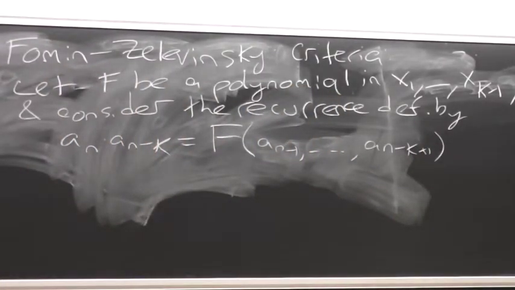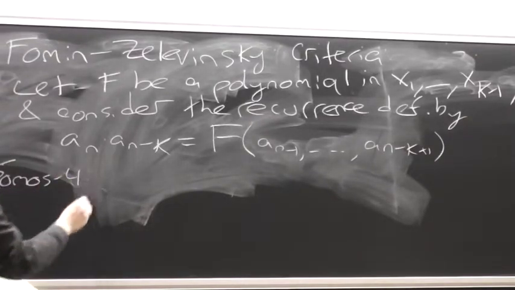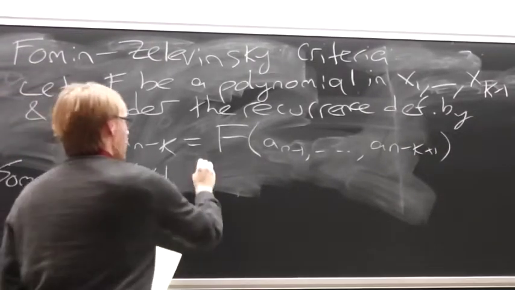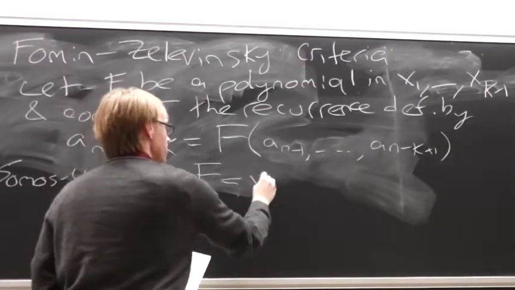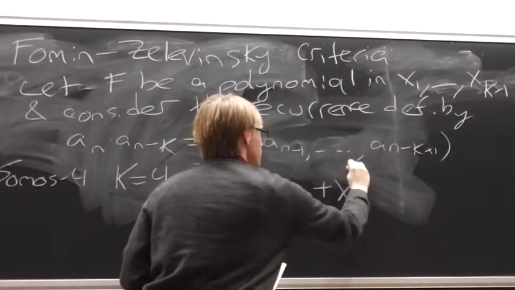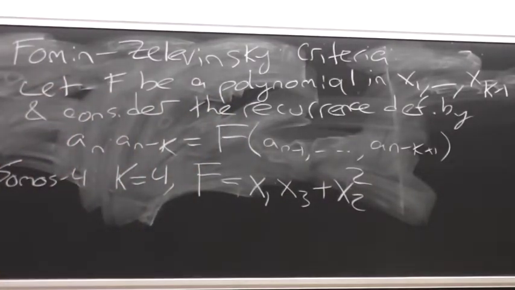So in our Somos 4 example, we're going to have k is 4, and f is going to be x1 times x3 plus x2 squared. Because a sub n minus 1 becomes x sub 1, a sub n minus 3 becomes x sub 3, and a sub n minus 2 becomes x sub 2.